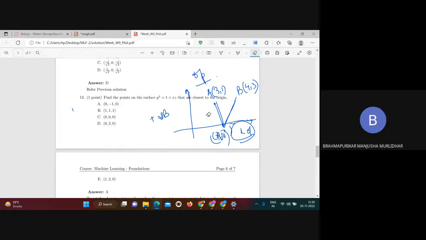Sir, the code for quiz 2 is from which 4 to 8? What's the code for quiz 2? It's 1 to 8, but the focus will be on 5 to 8. Okay, the syllabus will be 5 to 8.